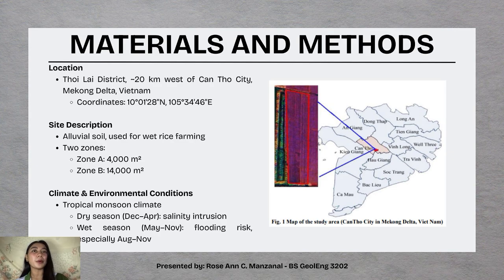The climate is tropical monsoon, which has a dry season and a rainy season. Dry season from December to April, that is risk of salinity intrusion. Rainy season from May to November, risk of flooding, especially August to November from upstream sources.